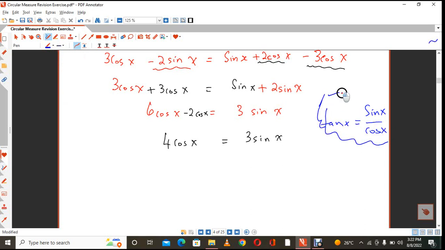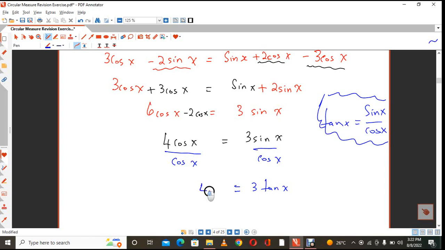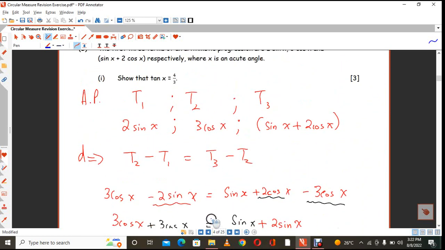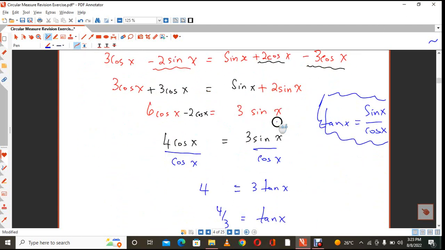Now, knowing that, I'm going to divide throughout by cos x here and cos x here. So that on this side I now have 3 tan x, because sin x over cos x is tan x, and this is just 4. Okay, so the idea now is to make tan x the subject of the formula. So you'll say tan x is equal to 4/3. Therefore, we have proved that tan x is 4/3, as indicated in our problem over here. All right, I hope we have got so far.